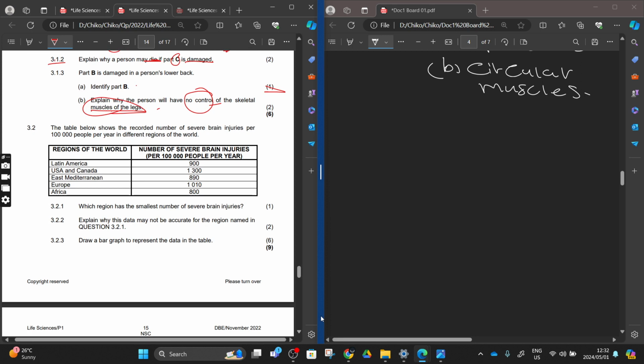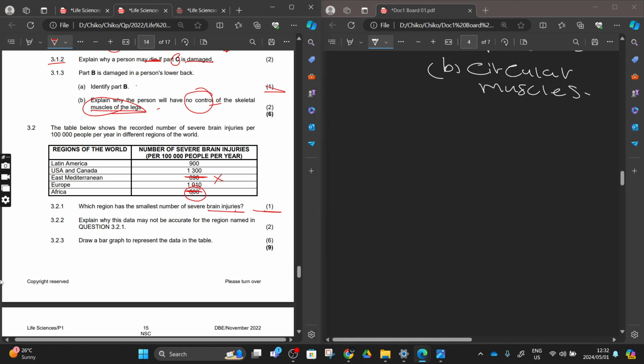The table below shows the recorded number of severe brain injuries in different regions. Which region has the smallest number of severe brain injuries? Just go and check the numbers there: Africa, Europe, Eastern Mediterranean. You can see that this one, Africa, is the region with the smallest number of severe brain injuries. It will be Africa there.